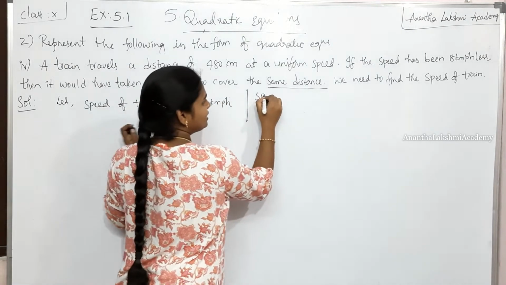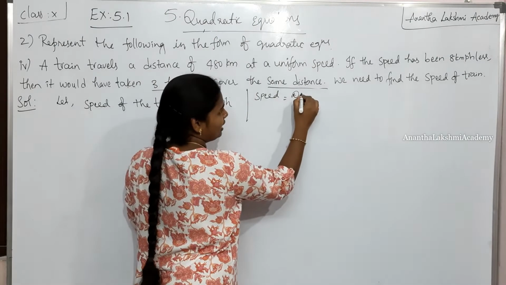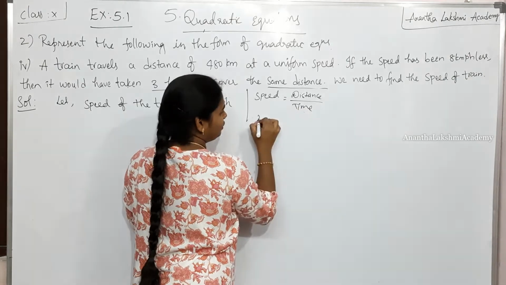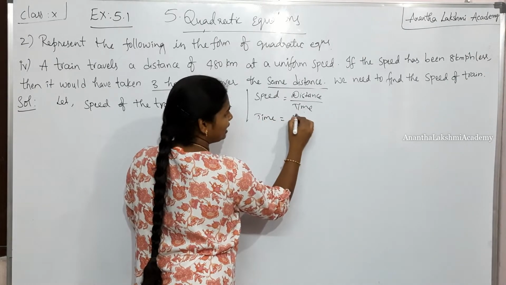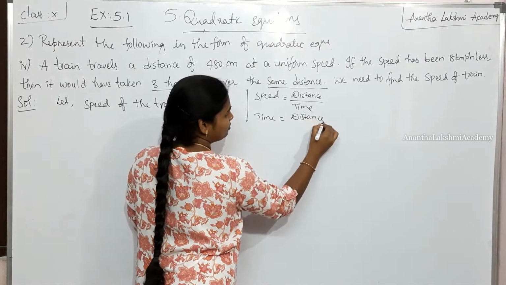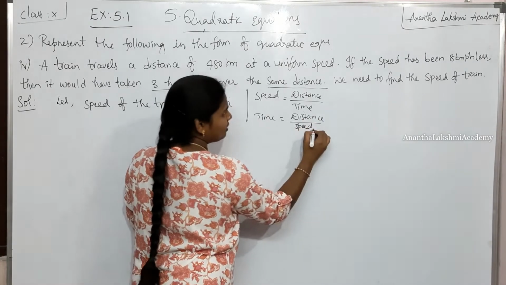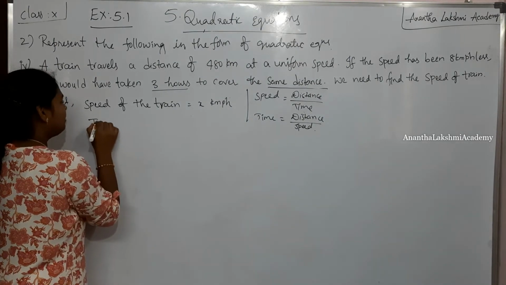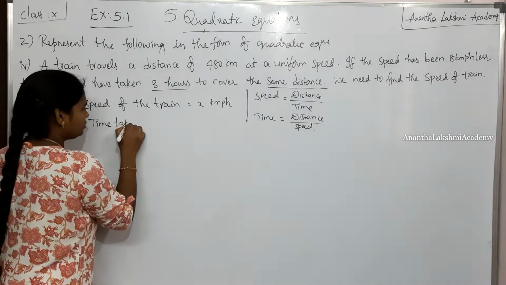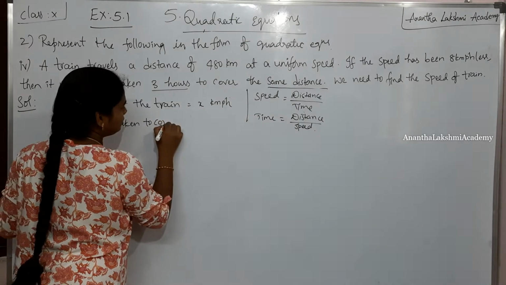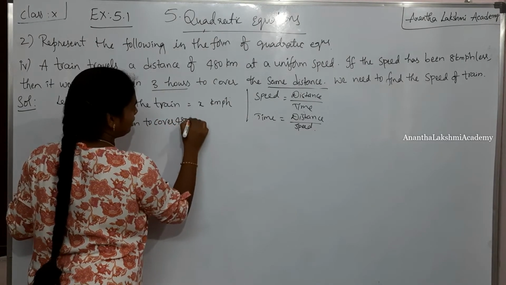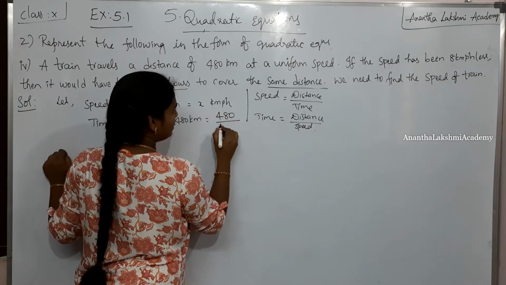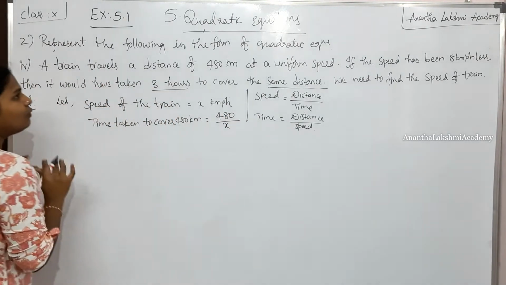We know, right? Speed is equal to distance by time. Therefore, time is equal to distance by speed. So, is the time given to cover this 480 kilometers? No. So, let us figure out the time. Time taken to cover 480 kilometers is nothing but 480, the distance, by speed, which is x. Now, what is given?